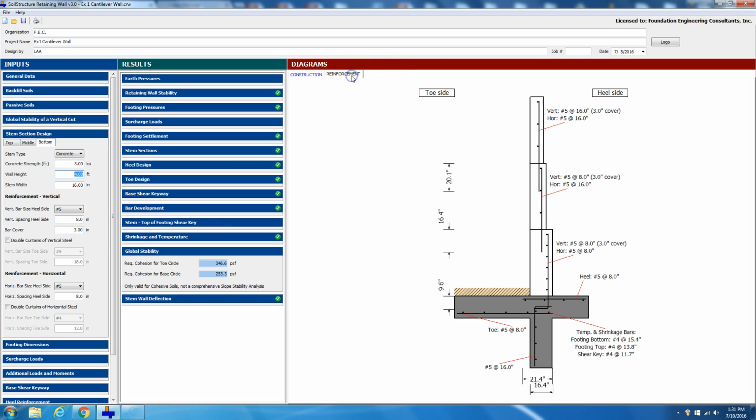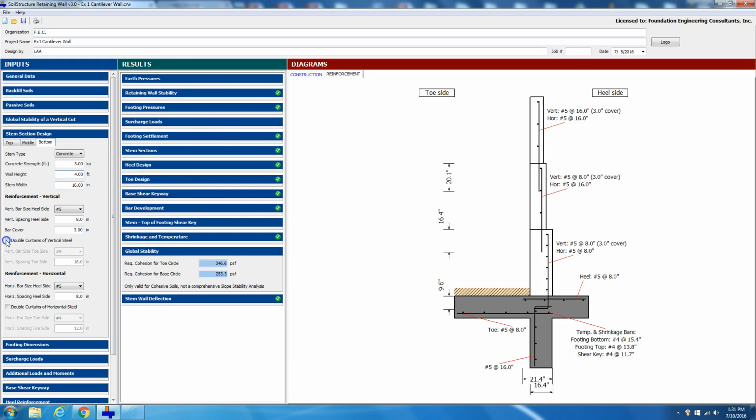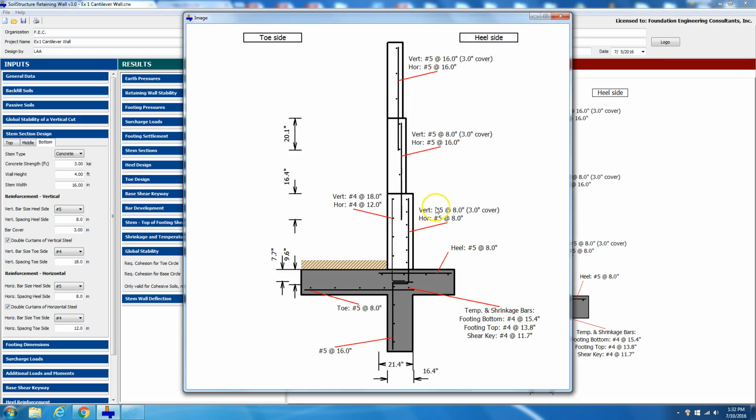If you go here under reinforcement and you blow that up, you could see that the vertical is number 5 at 8 with 3-inch cover, and horizontal. Let's say I wanted double reinforcement. We can do that. If we say we have double curtains of steel, and on the other side it's not as important, I just wanted number 4 at 18, and then obviously you'll need the horizontal bars to hold them up, and I want number 4 at 12. Let's leave it at that. Now we go back and click, and you could see that it's number 5 at 8, that did not change, but on the exposed face we have number 4 at 18 and number 4 at 12. You could do the same with all 3 stem sections.